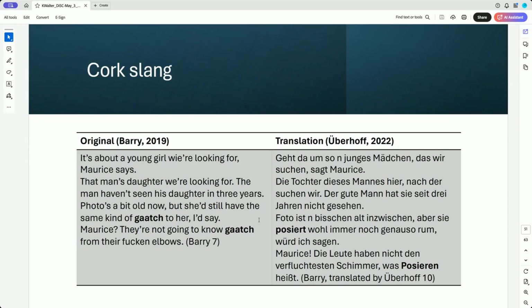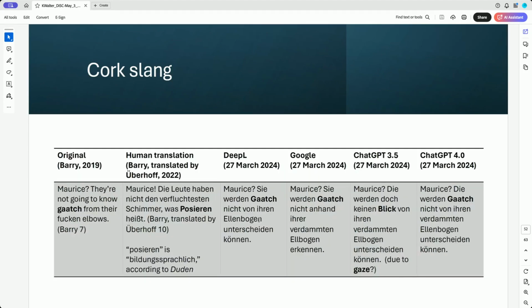What you can see, the human translator here, I suppose, used something also completely different, used a term that Duden labels as bildungssprachlich to, I suppose, introduce the foreign. And it's no surprise that neither DeepL nor Google nor ChatGPT produce something that is even remotely useful. I suppose Blick would be an example of hallucination. And what often happens when there is unfamiliarity is that the source term is just retained.